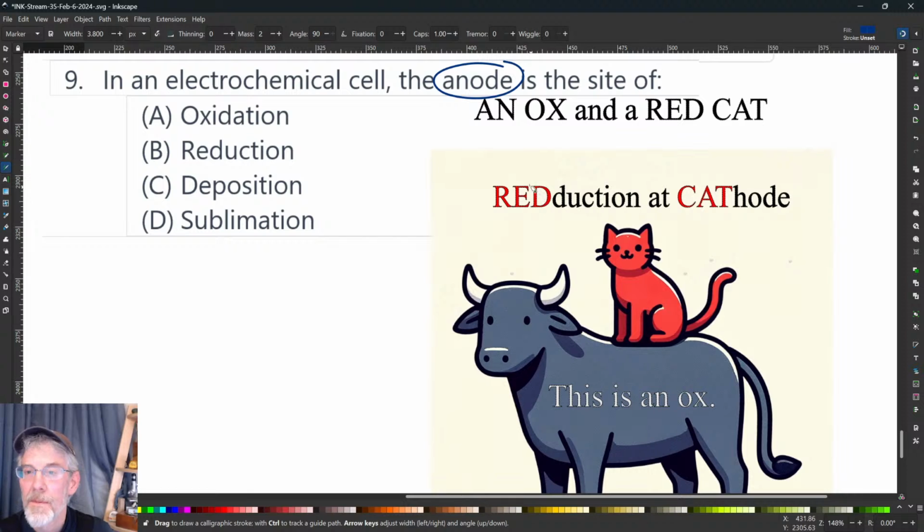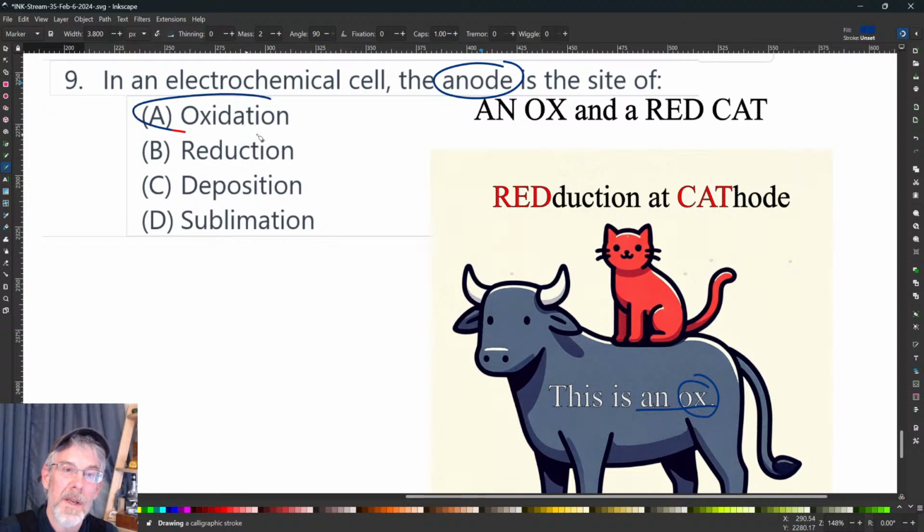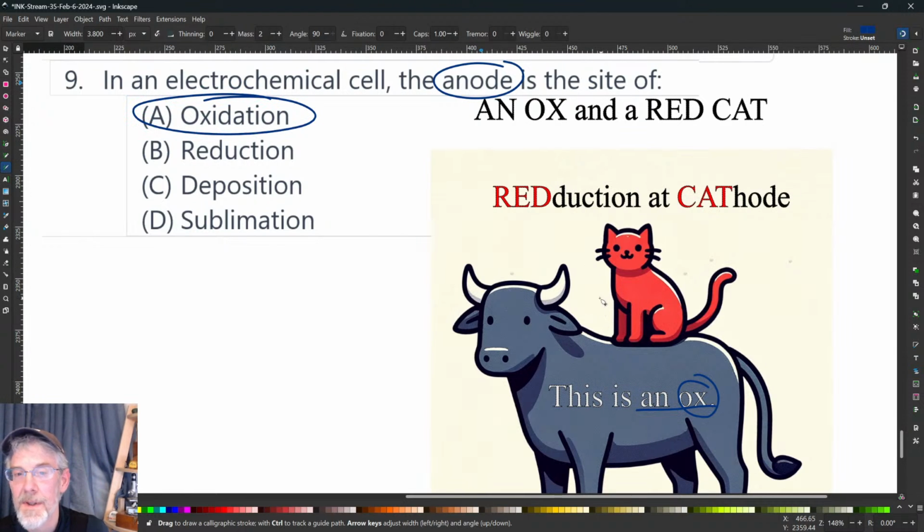So you can think of reduction is at the cathode, right? Red cat. So reduction is at the cathode. Wow, my brain is frying. Reduction's at the cathode, so oxidation right here is at the anode, an ox. There we go. So we're saying anode, it's got to be oxidation. So make sure you practice with that if you have a mnemonic to help you along.